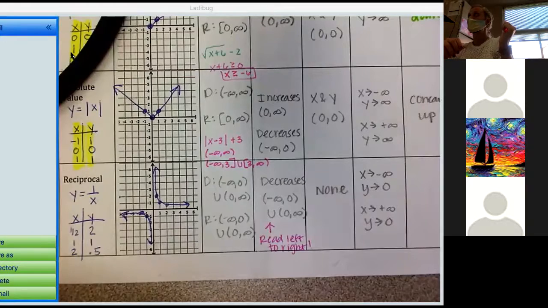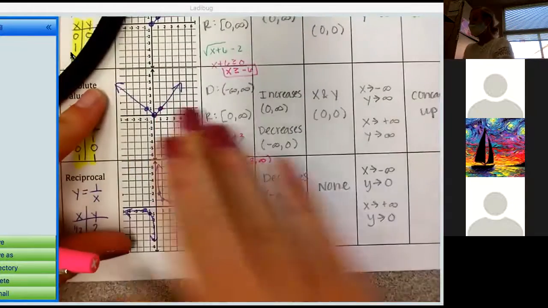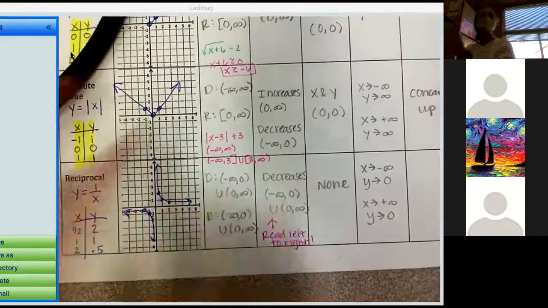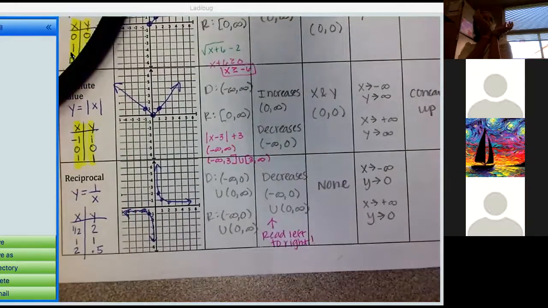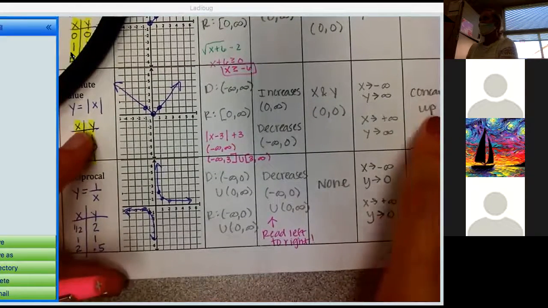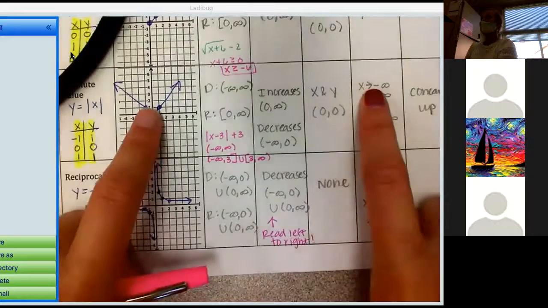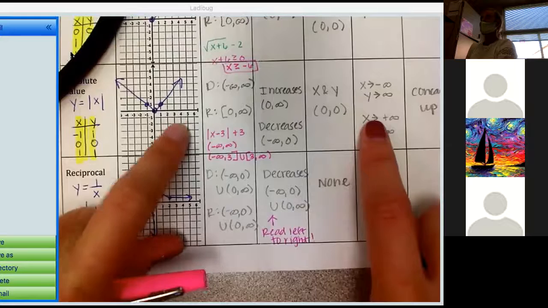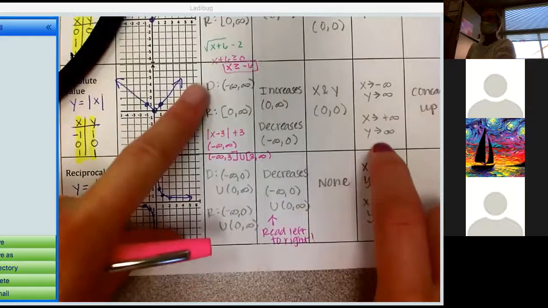Okay. Are we okay with the rest of the absolute value function? So even though this isn't curved, it makes a V. So if you try to pour something in it, it would stay, right? So that is concave up. As X goes to the left, the Y is going up. As X goes to the right, the Y is still going up.